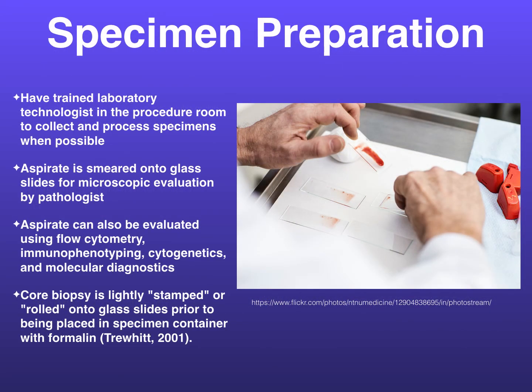The bone marrow aspirate can clot quickly, so having someone in the procedure room processing the specimens as they are collected is advisable. Usually this would be someone from the laboratory, as they're trained on how to make the slides and process the specimens for the various tests that may be ordered, such as flow cytometry, immunophenotyping, cytogenetics, and molecular diagnostics. Just make sure that, unlike in this photo, the lab tech is wearing gloves.